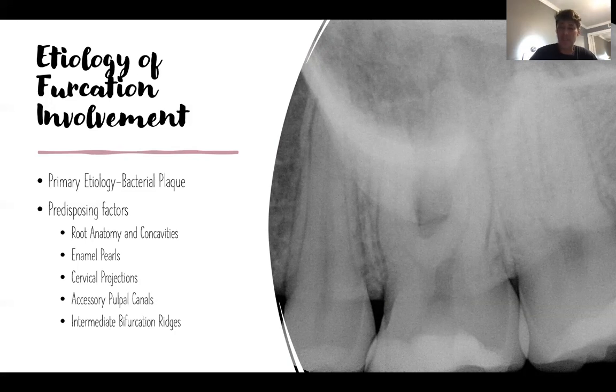There can be root anatomy and concavities, enamel pearls, cervical projections. Some studies talk about accessory pulpal canals, even intermediate bifurcation ridges. All these factors can be localized tooth factors that start the periodontal disease progression. And then once the disease progression has made its way into the furcation where it's challenging to clean and maintain long-term, that's where you see advanced disease progression that can happen rather quickly.